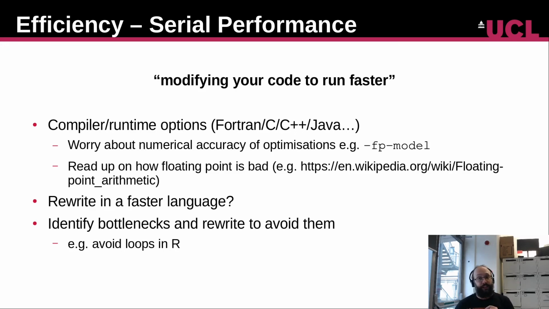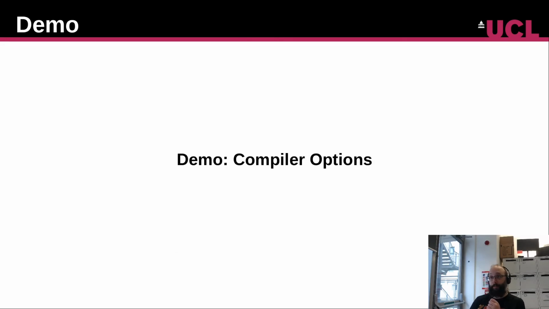You could rewrite it in a faster language, maybe. And it might just be that you're using the language wrong. A good example is that it's very tempting as a traditional programmer to use loops in R, and that is horrendous from a performance perspective. So I'm going to show you a quick demo of how you can use compiler options to really speed up the performance of your code.